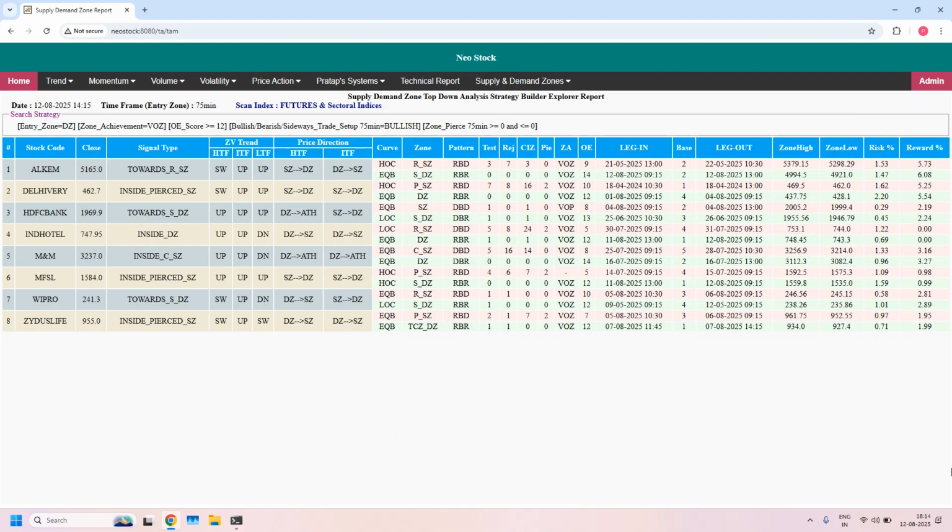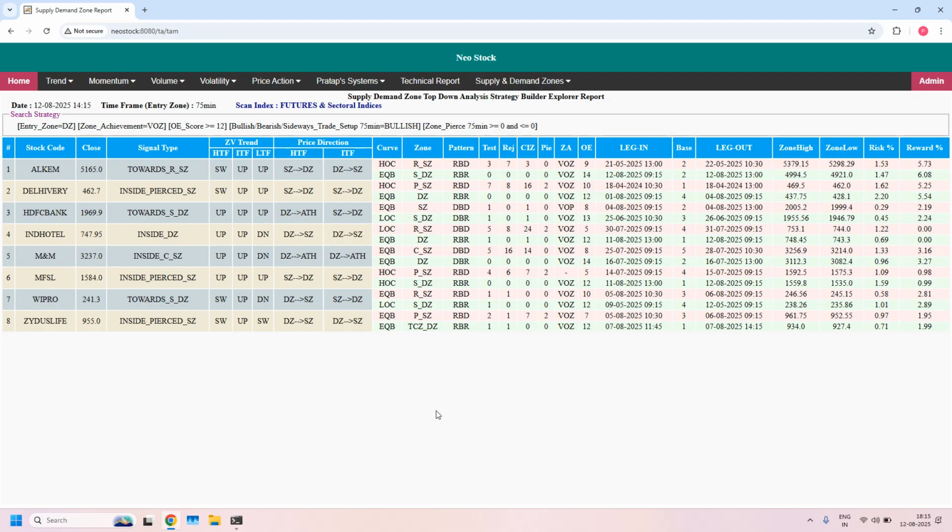Bullish trade setup for weekly income trade and entry time frame zones are 75 minutes demand zone. So total we got 8 75 minutes demand zones. And none of these demand zones are pierced. Only supply zones can be pierced but not demand zones, because entry time frame zone should not be pierced.